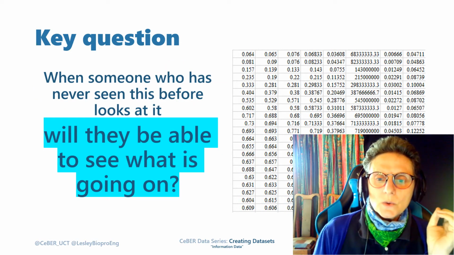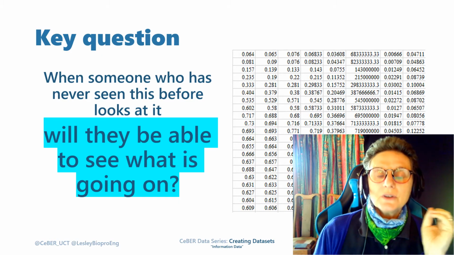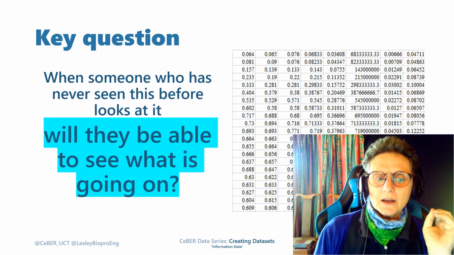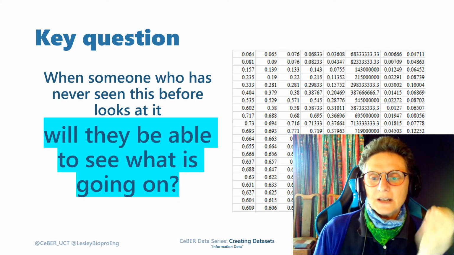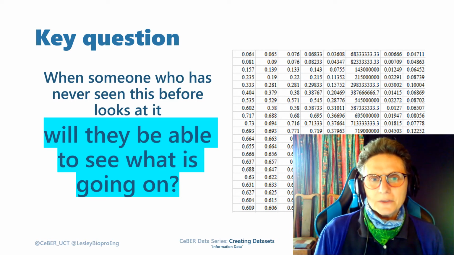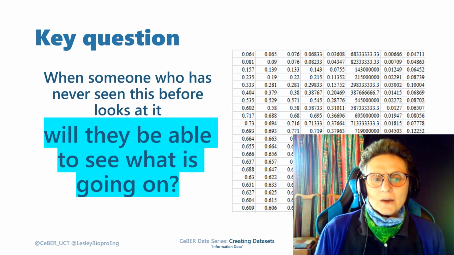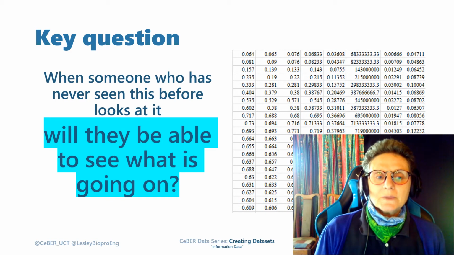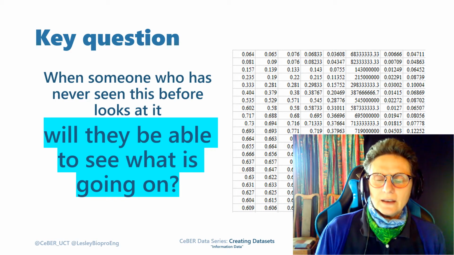So the key question is, when someone who's never seen this before looks at it, will they be able to see what's going on? If they open it up and there's a set of figures like you have here on this slide, they're just figures. We need to work out ways of making it obvious what all these numbers mean, and in other contexts what all these words mean. So that is what we're going to try and look at in this video.